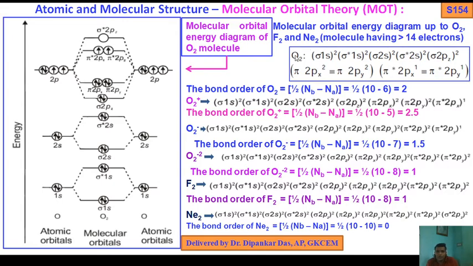So come to this point. The molecular orbital energy diagram for O2, F2 and Ne2, greater than 14 electrons. So for greater than 14 electrons, this diagram is valid.